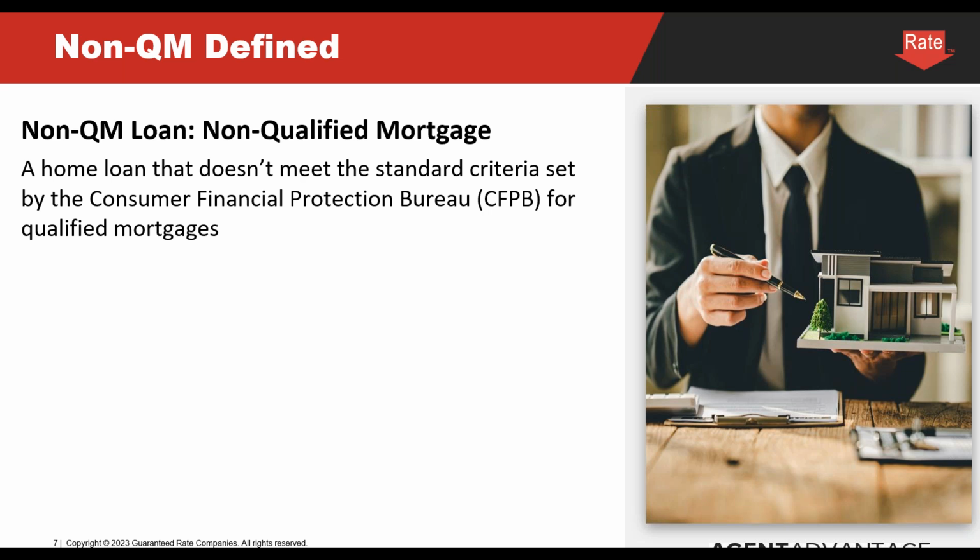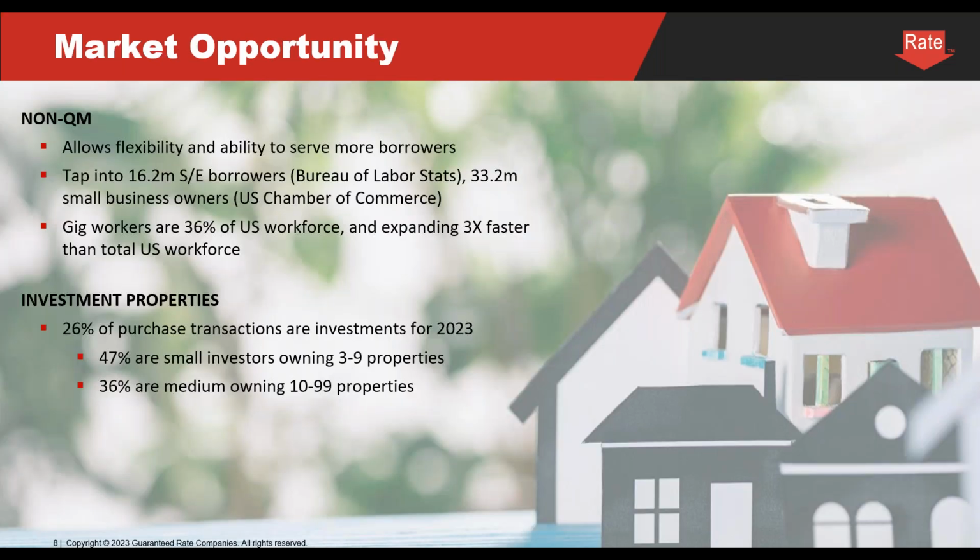And I'm here to tell you that is not the case. Non-QM just simply means that it doesn't meet the CFPB requirements for a qualified mortgage, which is really a points and fees argument. It really doesn't have to do with paperwork these days, although you'll find a lot of flexibility regarding paperwork options within these products and programs. And we're going to talk about the different type of customers and clients that let you help.